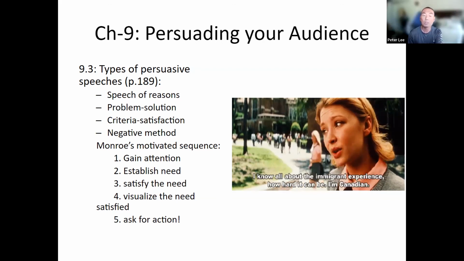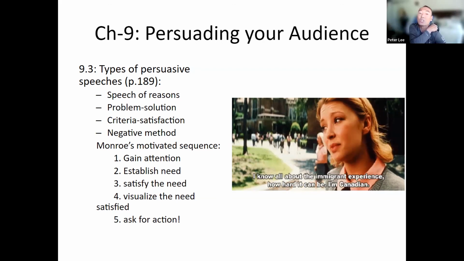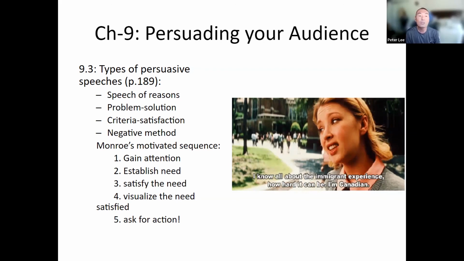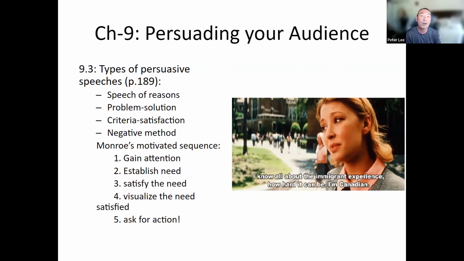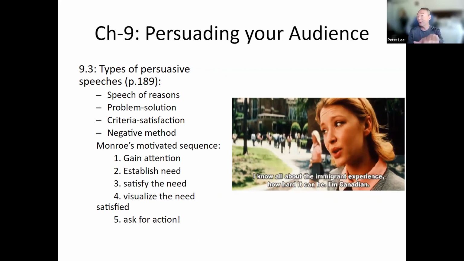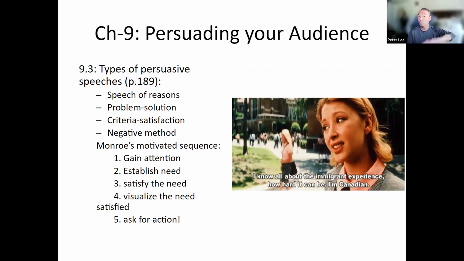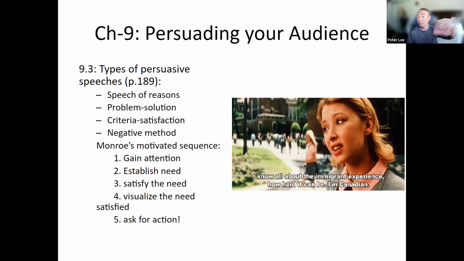Number 3, satisfy the need. This is how we're going to take care of this need. We're going to scratch this itch. Number 4, visualize the need satisfied. Isn't that awesome that we scratched that itch? Life is good. Now, let's do it. And that's Monroe's motivated sequence. That wraps up chapter 9. I'm done with the textbook lecture for the entire class.